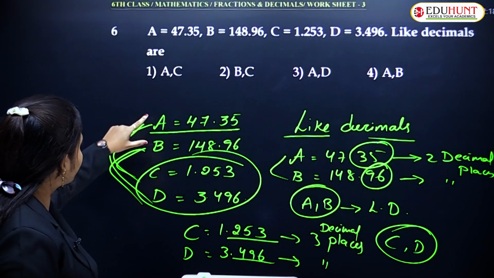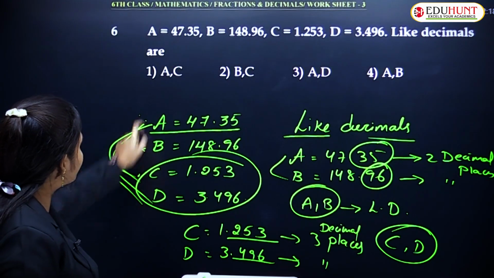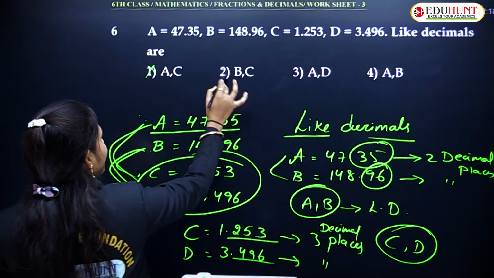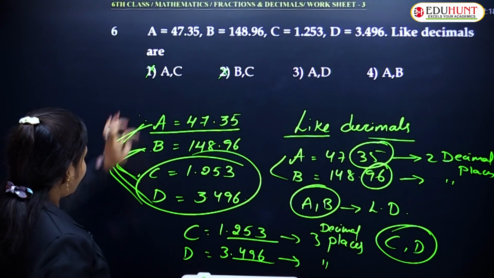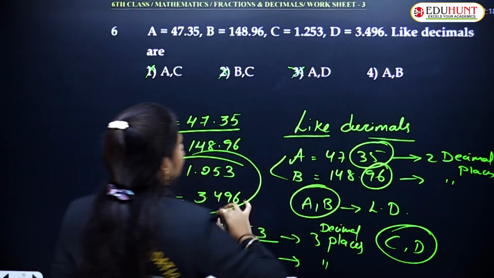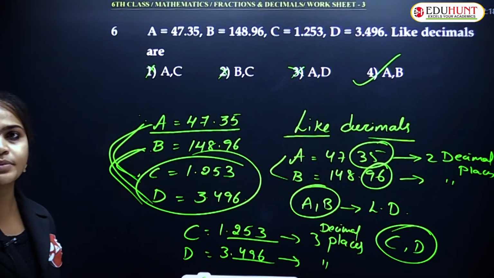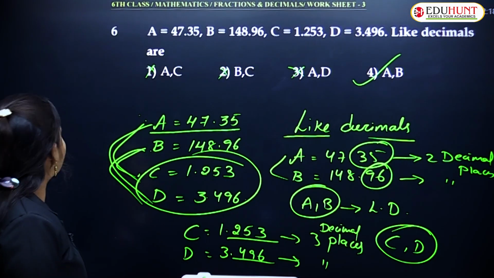A and C. So A and C are unlike decimals. Okay, so this is wrong. Next B and C also unlike decimals. Next A and D also unlike decimals. Next A and B only like decimals. Understand? Yes. Next one.